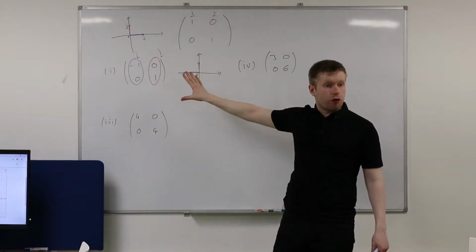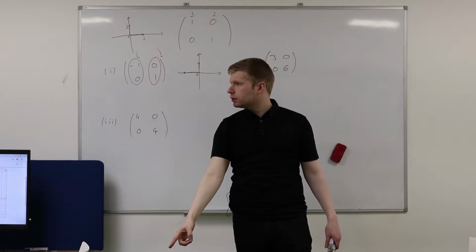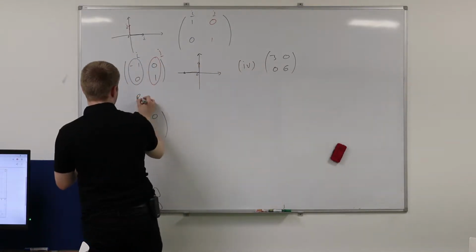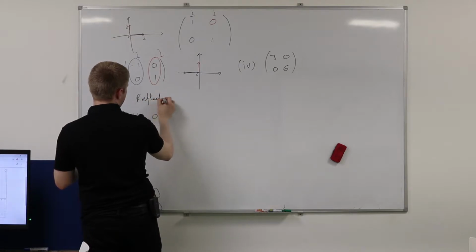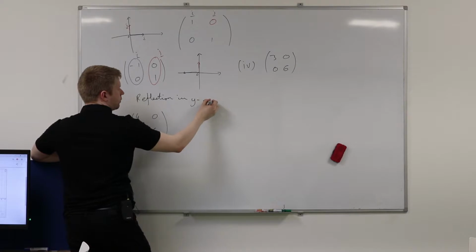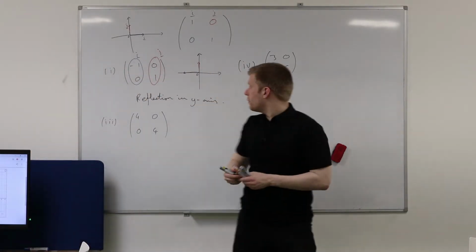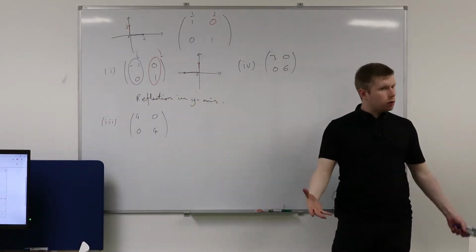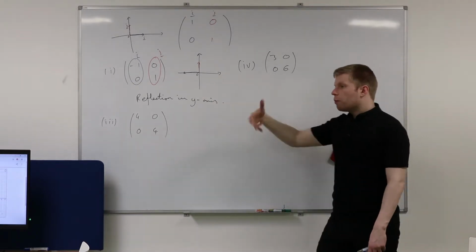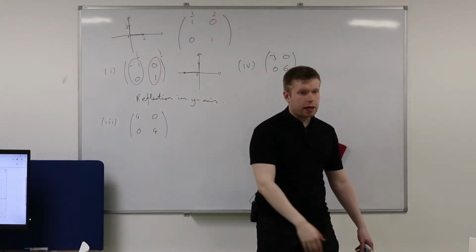It's a reflection, right? A reflection in which axis? It's the y-axis. Good. So how I would describe this matrix is it is a reflection in the y-axis. Okay? That's what this matrix corresponds to. Can you see what we're doing here? We're just simply drawing out where I and J end up, and then we work backwards. We say, what is the transformation that's happened?